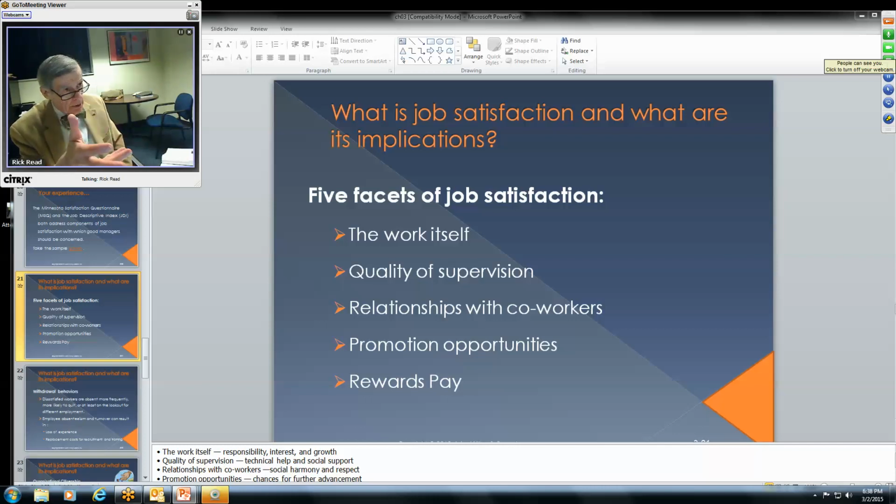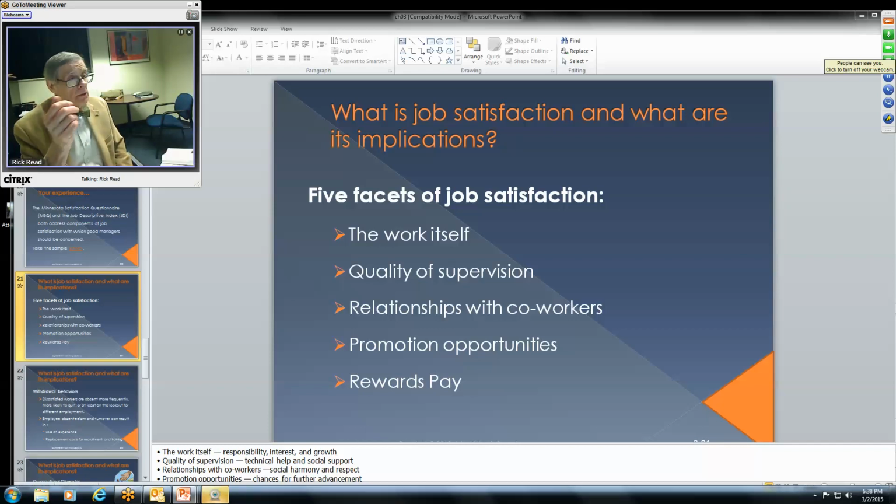Notice the top one is the job itself. If I have a job that challenges me and I have some authority and responsibility, I'm probably going to be satisfied. How well do I get along with my supervisor? Is he or she involved? Do they help me achieve what I need to achieve? Do I get along with the people I work with? Do I have opportunities for advancement? And then finally, am I rewarded satisfactorily with benefits and pay?